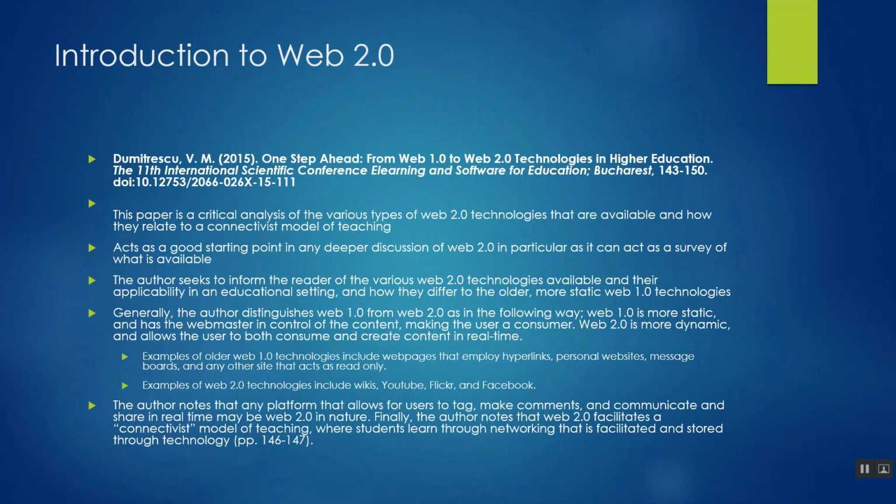Generally, the author distinguishes Web 1.0 from 2.0 in the following way. Web 1.0 is more static and has the webmaster in control of the content, making the user a consumer. Web 2.0 is more dynamic and allows the user to both consume and create content in real time. Examples of older Web 1.0 technologies include web pages that employ hyperlinks, personal websites, message boards, and any other site that acts as read-only. Examples of Web 2.0 technologies include wikis, YouTube, Flickr, and Facebook.